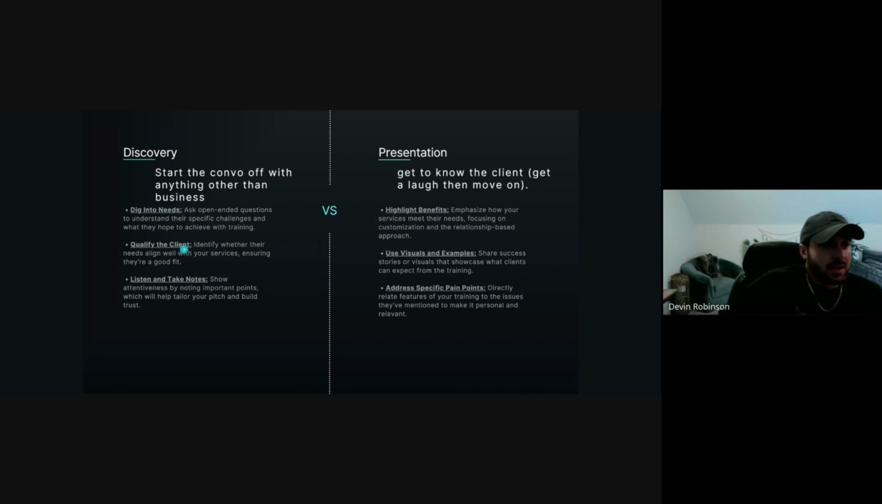Also qualifying the client, right? Is this a good client for you? Not only do we need to know the dog's problems and the owner's problems, but is this a client for us? Is this somebody that we're going to work well with? Because at the end of the day, if we can help the dog, that's great. But it's not just about training the dog. It's about training the person too.